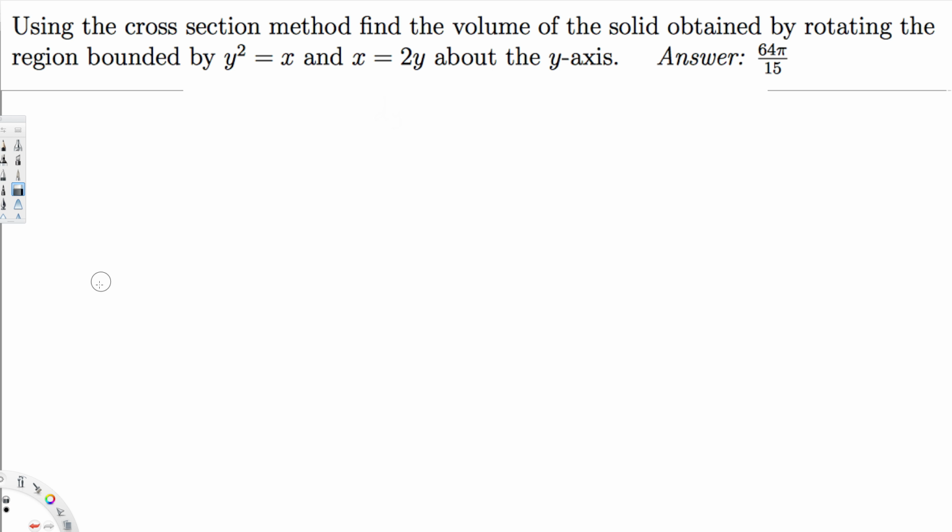Let's do this problem right here. The question is asking, using the cross-section method, find the volume of the solid obtained by rotating the region bounded by y squared equals x and x equals 2y about the y-axis.